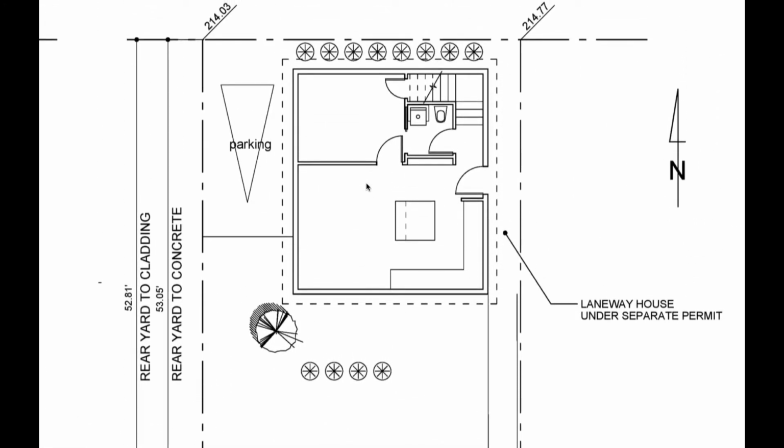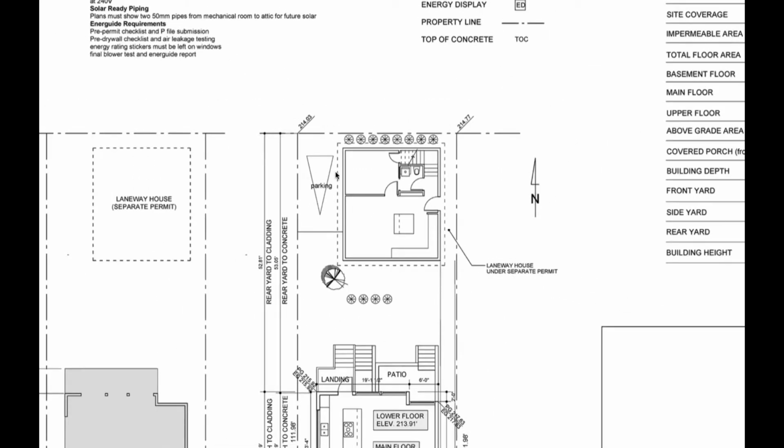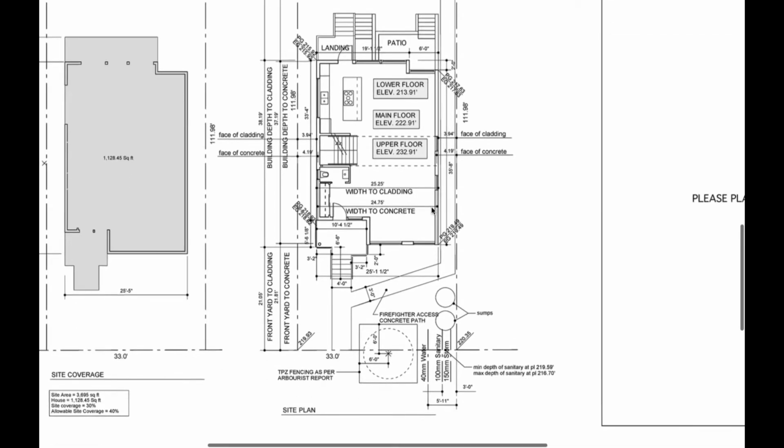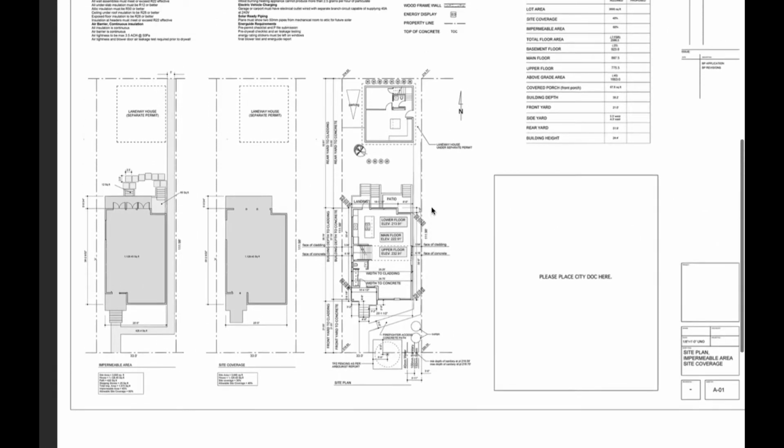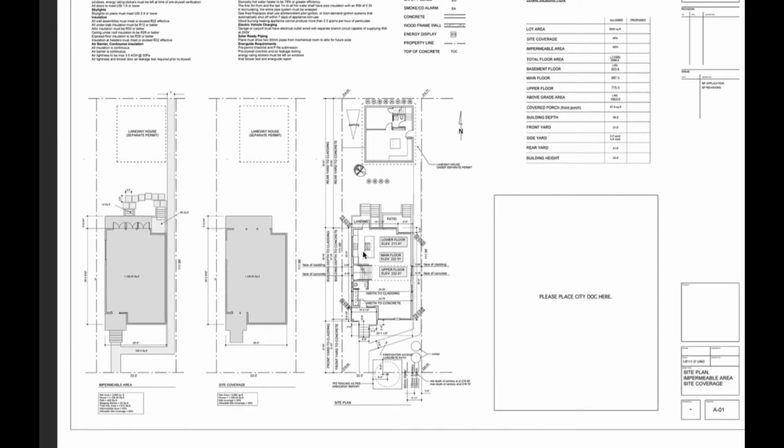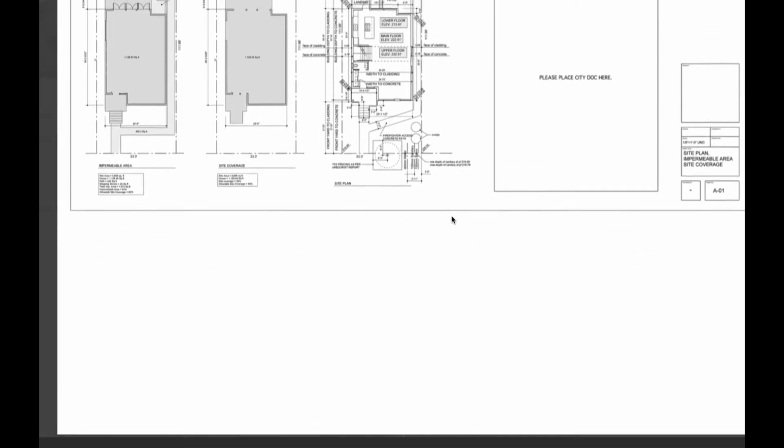And go to the back of the lot, and there is a laneway house, which is going to be a whole separate thing, a whole separate permit, different construction. So that kind of walks us through our first really good view of the first page. Kind of gives us a better idea of what's going on the site. Let's go down to the second page now.